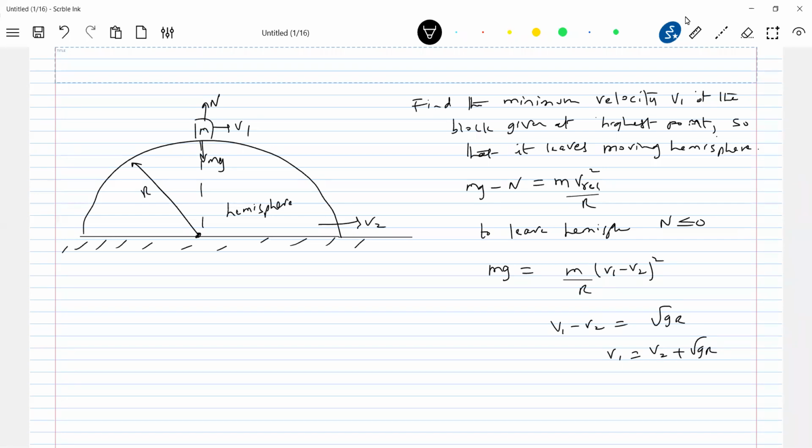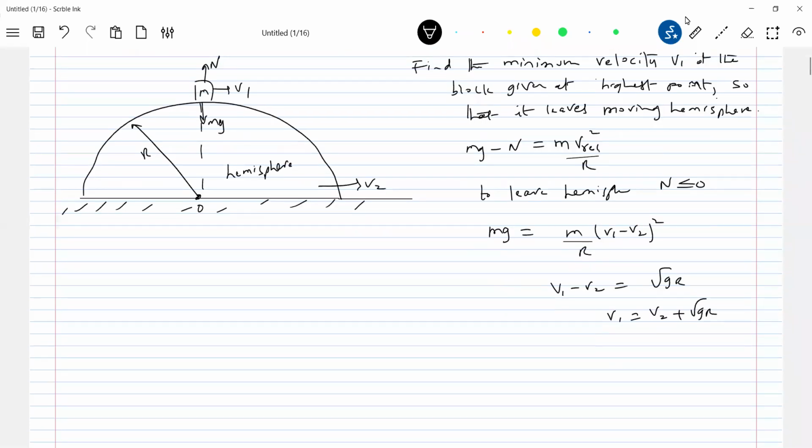So even if a hemisphere is moving, we can discuss a situation like this. If the hemisphere is moving towards the left, it will become v1 plus v2. So we are just taking a situation in circular motion where the reference point is also moving, and the equation will be of this kind. Got it now? So hemisphere fixed, hemisphere moving, the conditions will be of this kind.